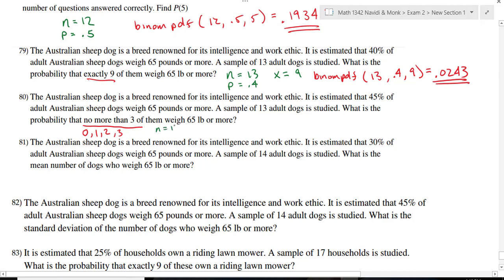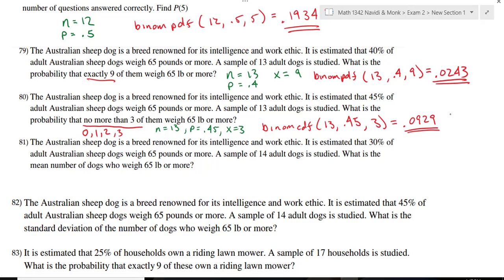So now I use the binomial CDF. So n is equal to 13. P is equal to 0.45. And I'm going to let x be 3 with the binomial CDF. Make sure you change that p to 0.45 from the last problem. And when we put that in our calculator, what do we get? 0.0929.